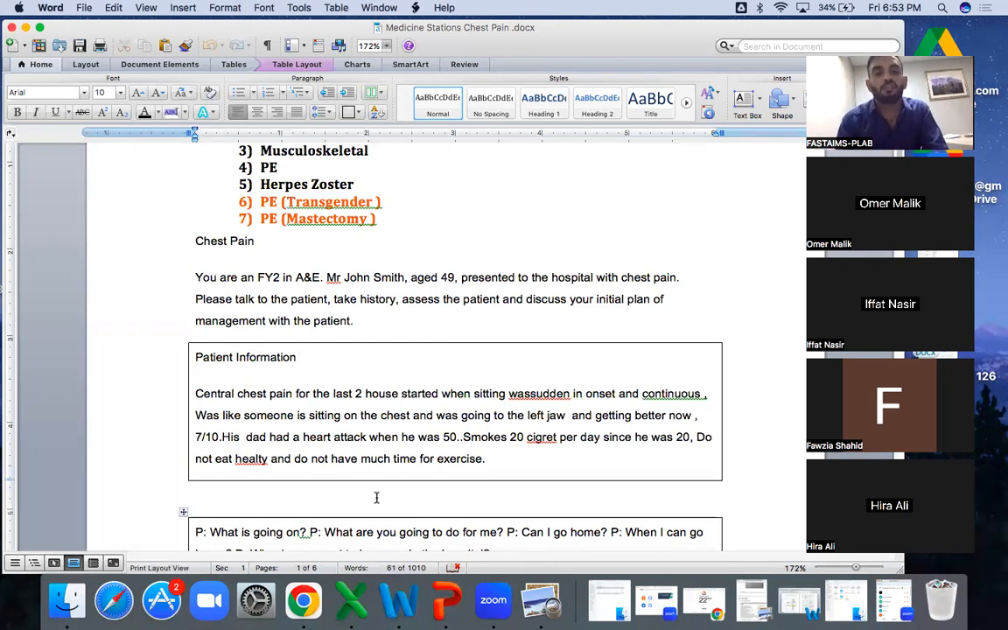Okay, the patient information is central chest pain. They are not going to give you this; it is just for your practice. For example, if you practice between yourselves, the other person will be the patient. If you are the doctor, I'm the patient: central chest pain, 2 hours, sudden in onset, continuous, and all that. Because you need to explore me.